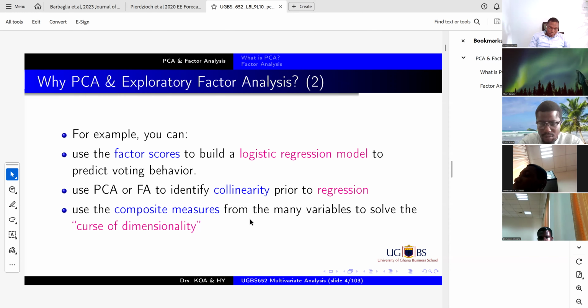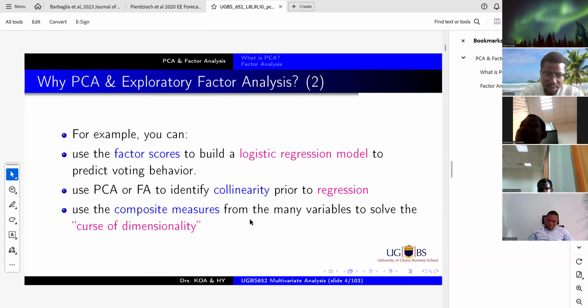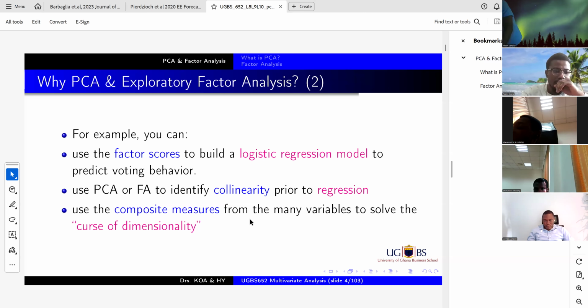But logistic is where, for example, you want to predict the probability of a customer churning, canceling his subscription for DSTV. Or you have a customer who is on MTN. What is the likelihood that the customer will switch away from MTN to Vodafone or to Telecel? I think that's the name now. In such a case, you cannot use multiple regression. You have to use logistic regression.